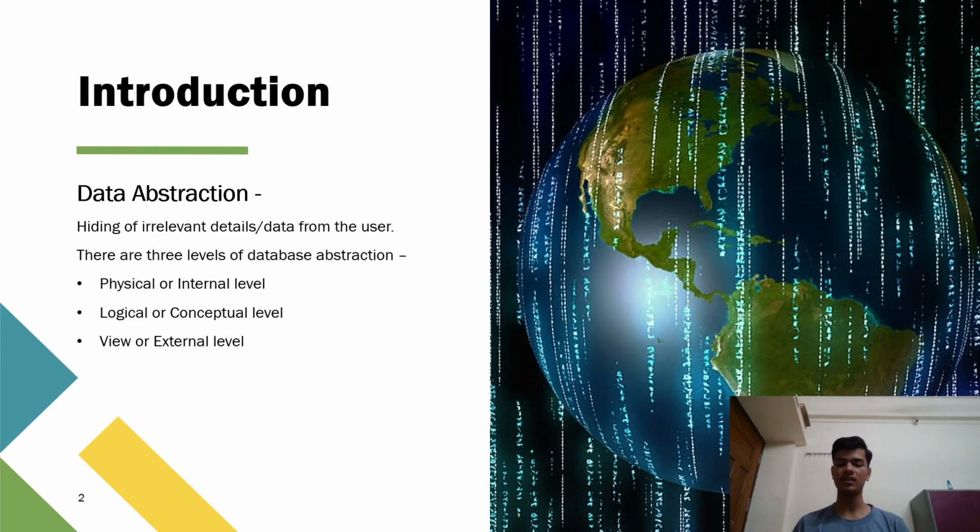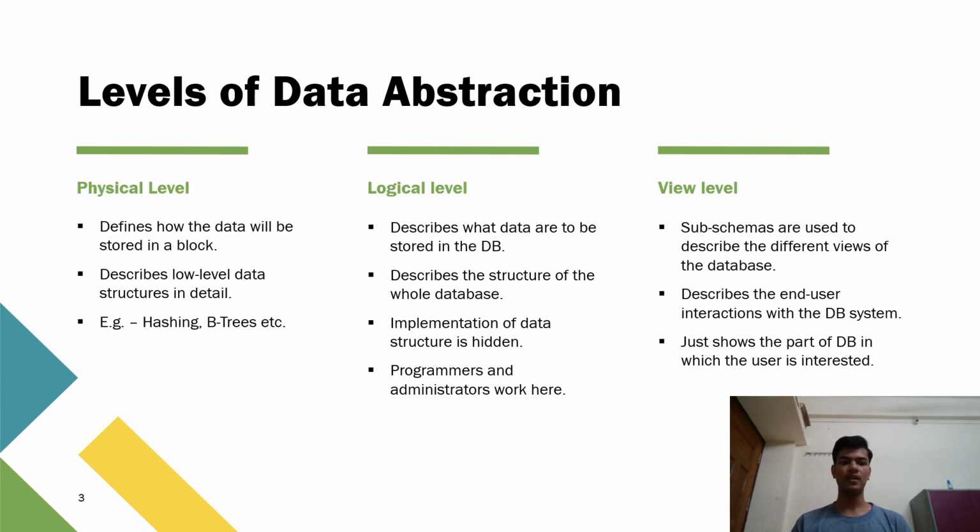First is physical or internal level. Second is logical or conceptual level. And third is the view or external level. Now talking about physical level, the physical level defines how the data will be stored in the block or database. And it also describes the low level data structures in detail. For example, hashing and B trees.